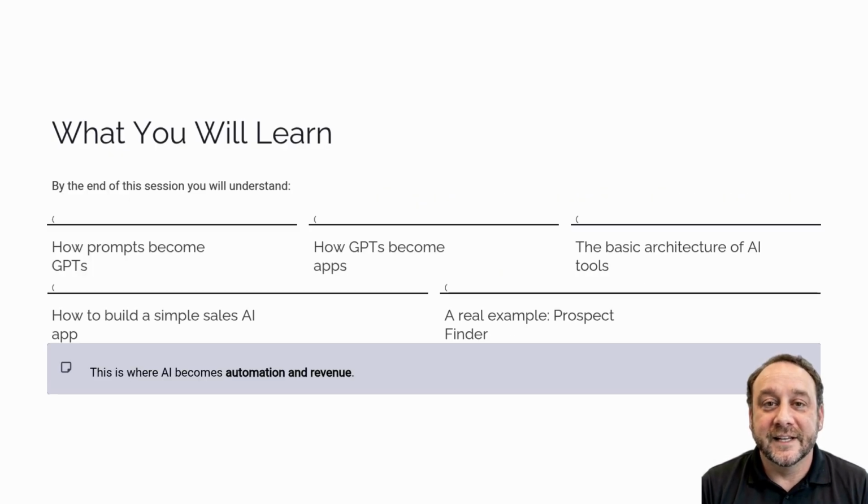By the end of today's training, you should understand how prompts evolve into applications. You will see the basic architecture behind AI tools and understand the components that power them. We will also walk through a real example using the Prospect Finder application so you can see how the pieces fit together in practice. You will also learn a technique that dramatically lowers the barrier for non technical builders. It's called the screenshot method, and it allows AI to guide you through technical problems step by step. Finally, we will briefly look at how an AI tool becomes a SaaS product that can generate revenue.